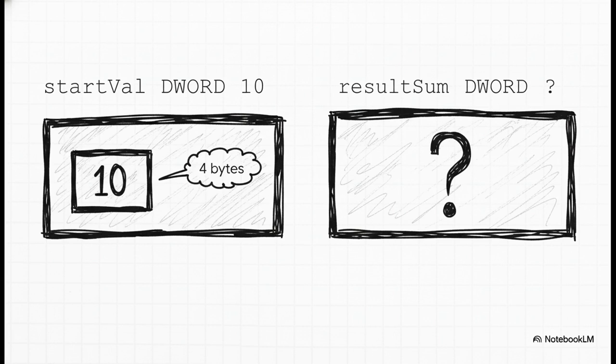Then, for our second ingredient, result_sum, we're also asking for a 4-byte space. But see that question mark? That just means we're leaving it empty for now. We'll fill it in later.